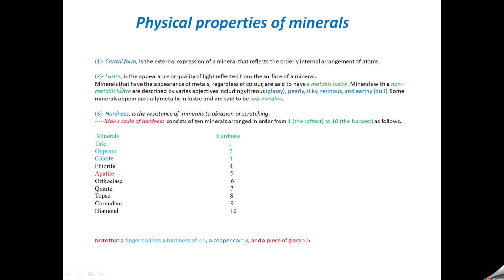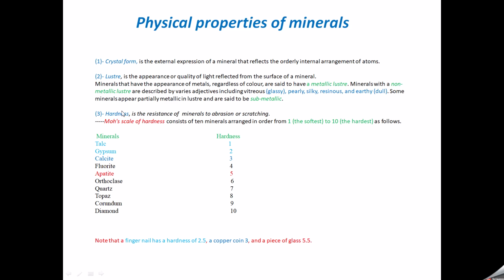And here we have to note that minerals that have the appearance of metal, like the shiny ones, we call them metallic. They have metallic luster, regardless of the color. Sometimes you find them with dark colors, but they are shiny. So we say these minerals have metallic luster. And the others that are not shiny, we call them non-metallic. And they're described with various adjectives, including vitreous, glassy, pearly, silky, resinous, and earthy or dull. And some minerals are partially metallic, so we call them submetallic. So we have metallic, non-metallic, and submetallic. Regardless of the color, if they are shiny, metallic. If they are not shiny, non-metallic.